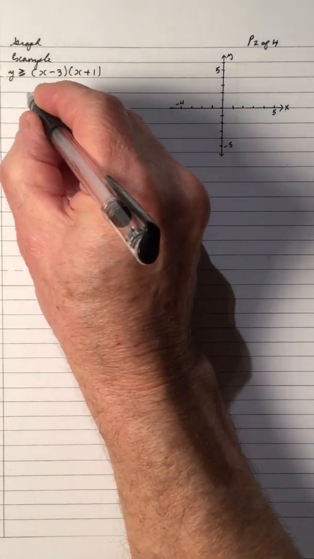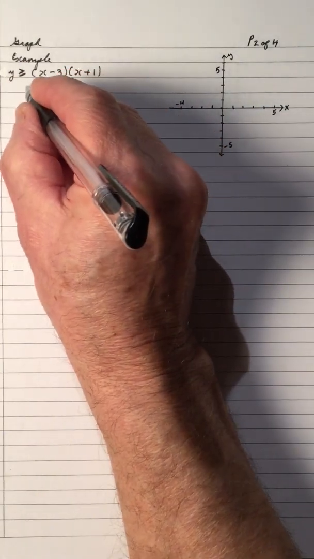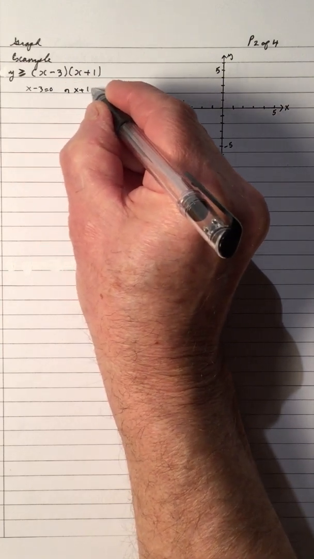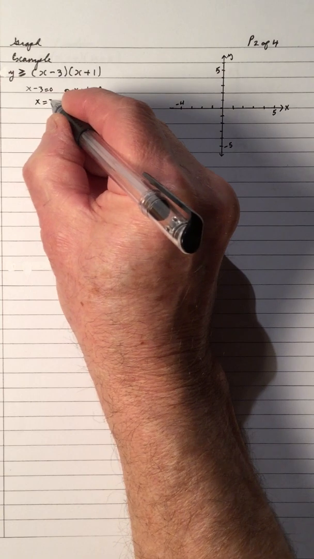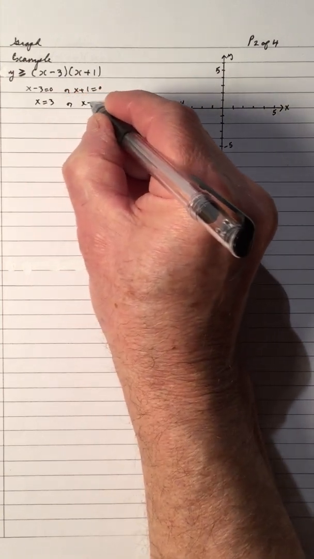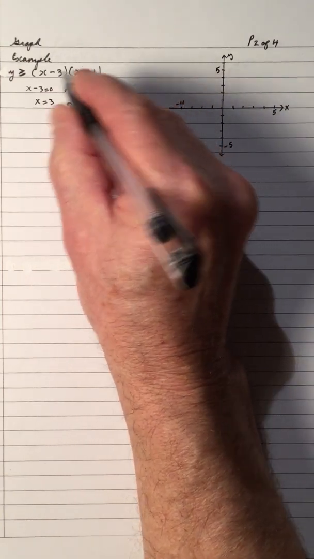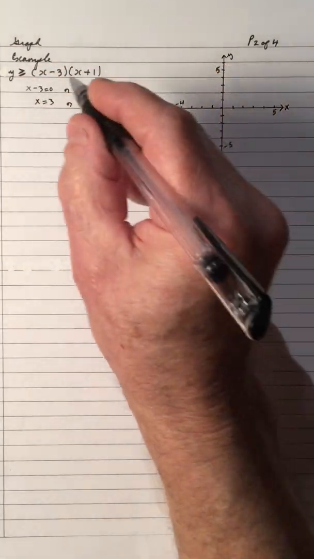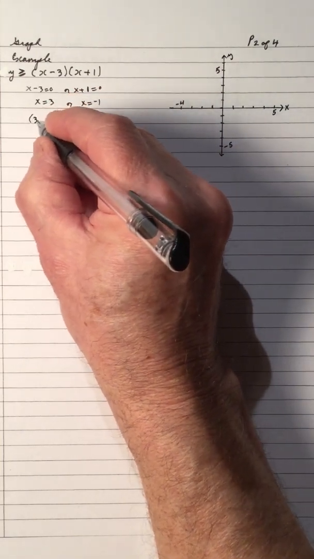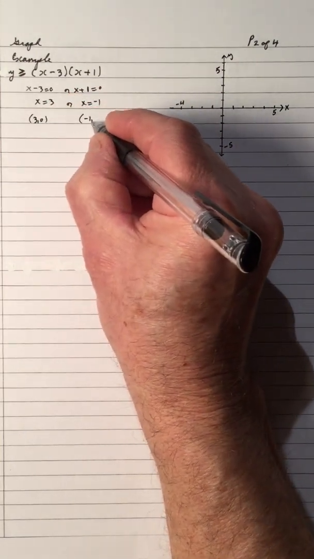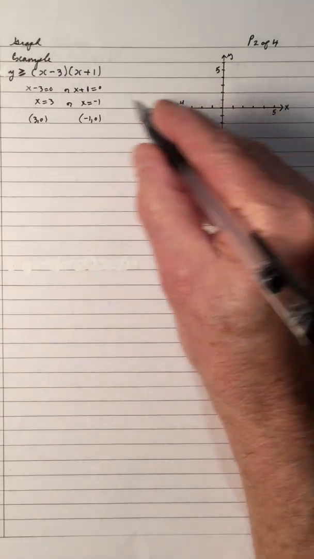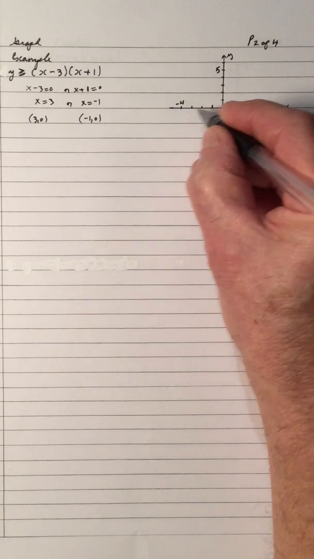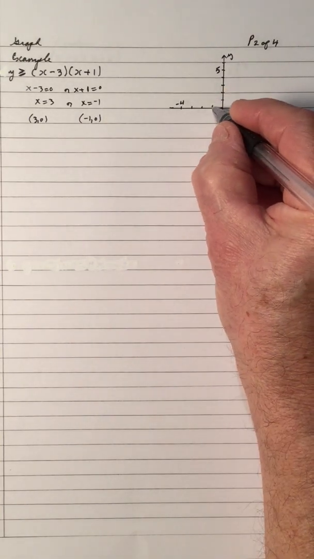Notice we have x minus 3 and x plus 1. If we let x minus 3 equal 0, or x plus 1 equal 0, then x is 3, or x is negative 1. Those are the x-intercepts of this expression. So the x-intercepts are (3, 0) and (negative 1, 0). So 3 is right there, (3, 0), and the x-intercept negative 1, 0.